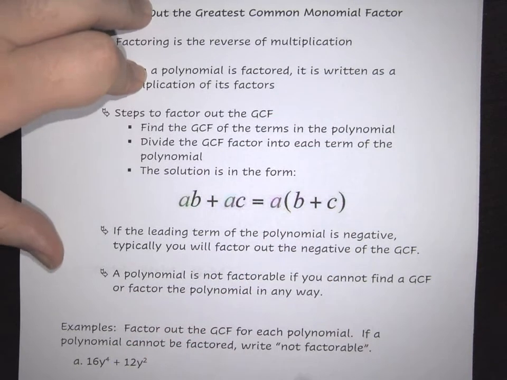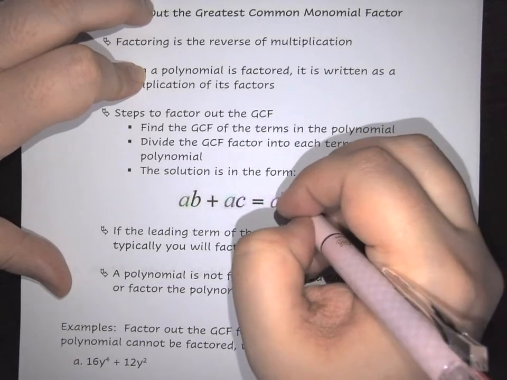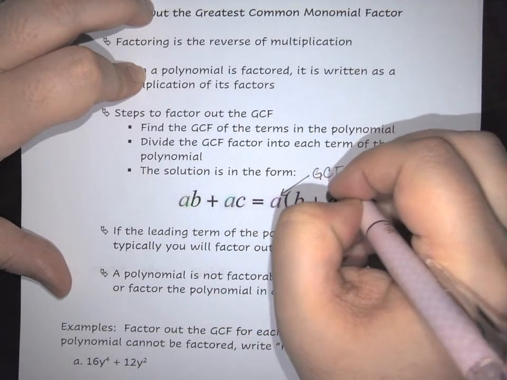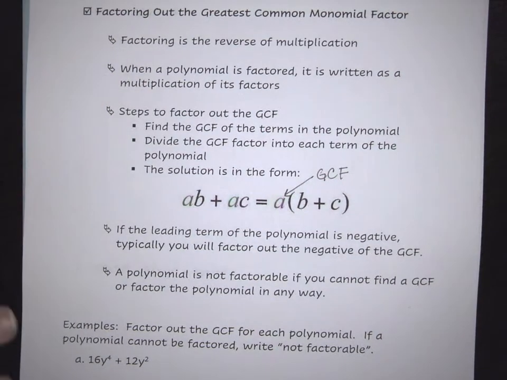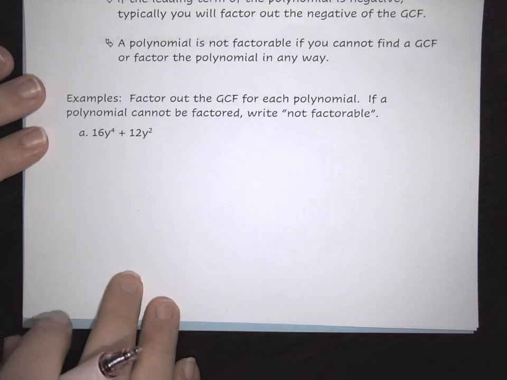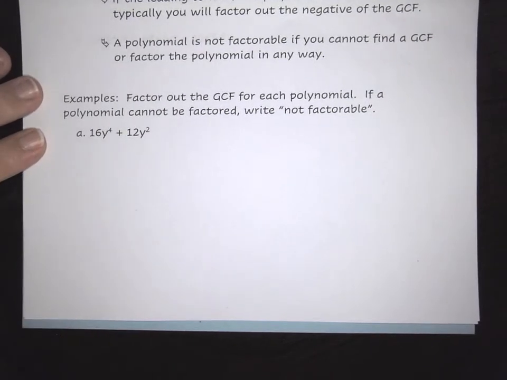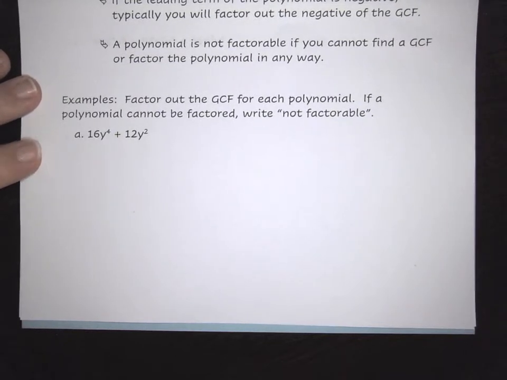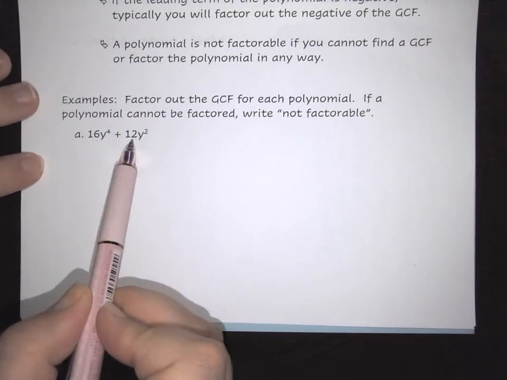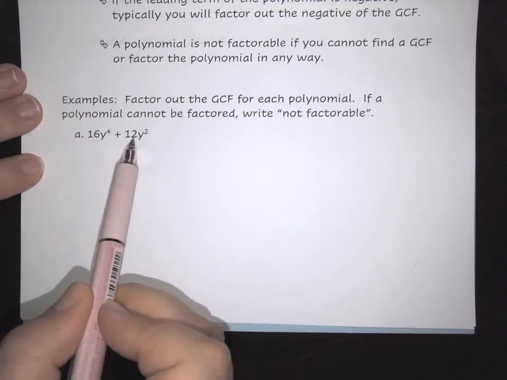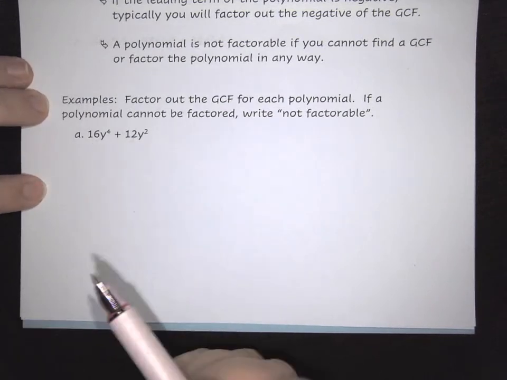Okay, so what this is essentially telling you is that this a term right here would be your greatest common factor. Okay, so we're going to use that idea in these examples to be able to see, pull out that greatest common factor and write your polynomial in its factored form. To do that, I'm going to show you how to use prime factorization to identify your greatest common factor.